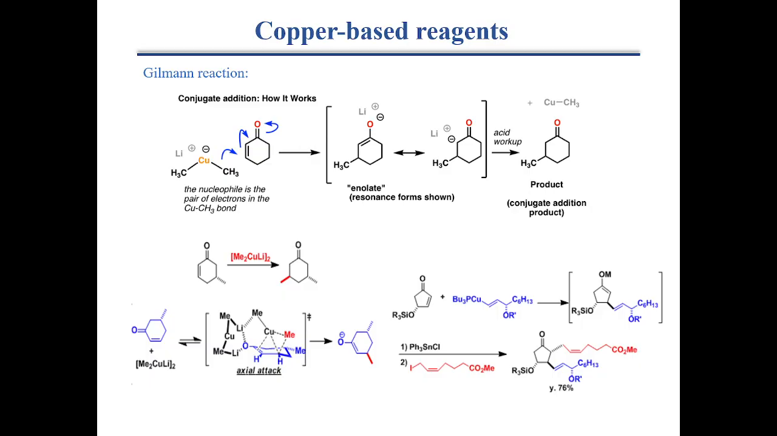First, this copper kind of organoreagent, such as R2CuLi or R2CuMgBr. So R can be aryl, or dimethyl, Me2CuLi, or any kind of allyl.